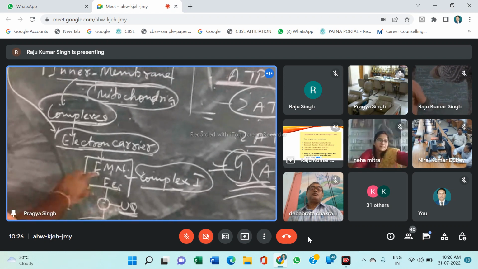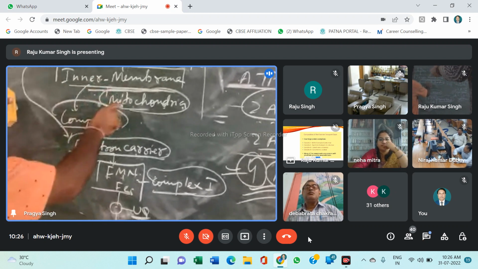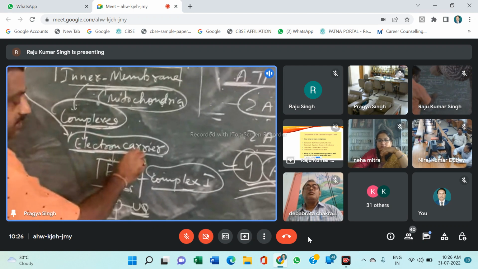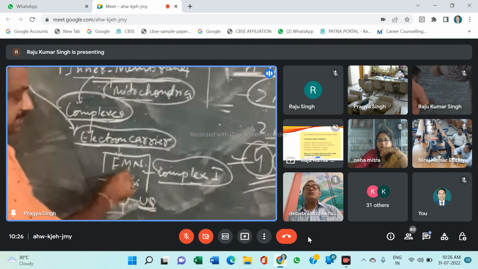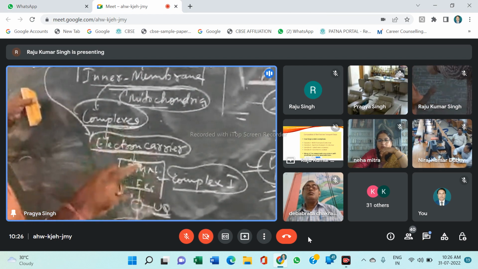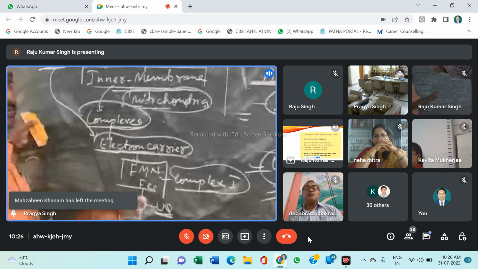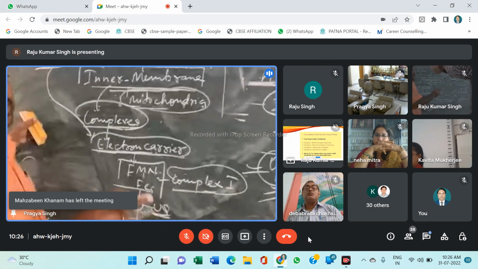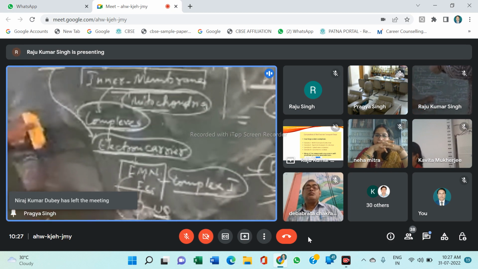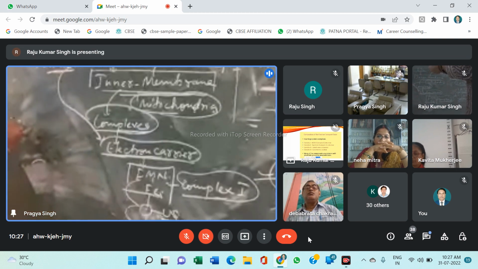First, I am telling you the significance and how it is moving. The inner mitochondrial membrane has the complexes, and these complexes have electron carriers that facilitate the movement of electrons from one complex to the other. As electrons move from higher redox potential to lower redox potential, they give out their energy. Ultimately, where are they coming?